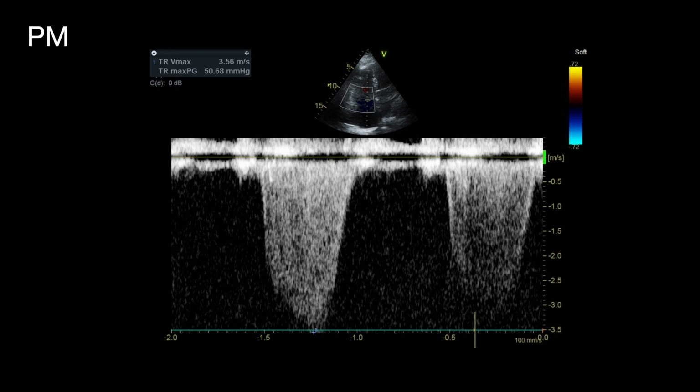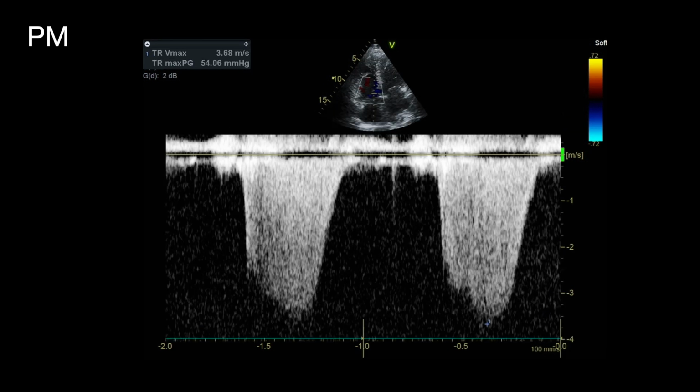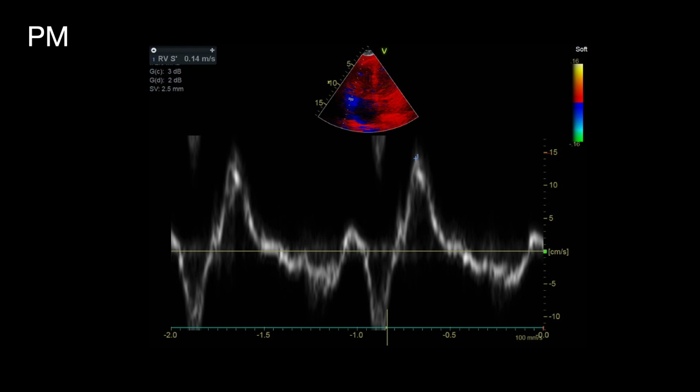And again, I think there's a bit of colour over there which I haven't shown you, but there is some TR and measurement of the TR Vmax. And that gives us a pressure gradient of 50, which is elevated. And they've optimized that a little more and got a better spectral Doppler of the TR, but the measurement's reasonably consistent. So we've got a pressure gradient here of 54 millimeters of mercury. Measurement of RVS prime, which is normal.